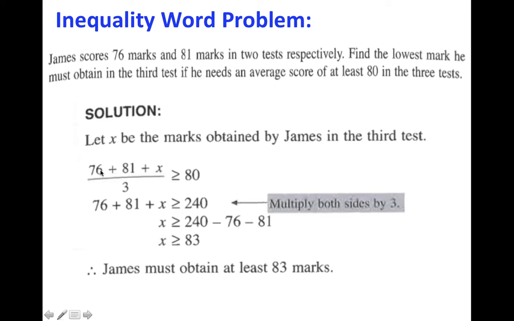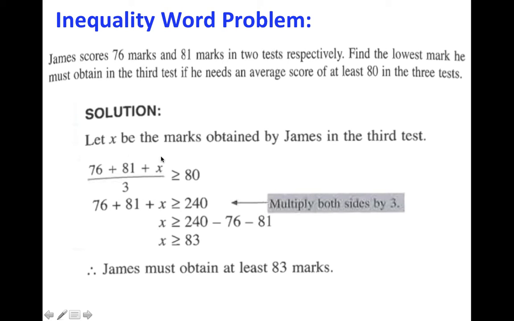So to find an average, you may remember, you just add the things you need to find the average of and divide by how many items there are. So his 1st test score plus his 2nd test score plus this unknown score on the upcoming test, and we divide by 3, because to find the average of the 3 tests, we're going to divide by 3. And that average, it says, must be at least 80.